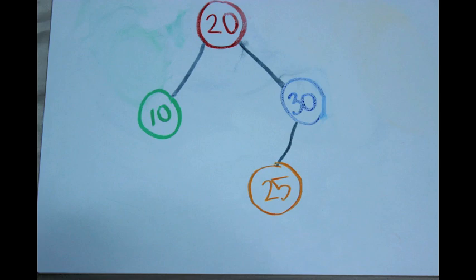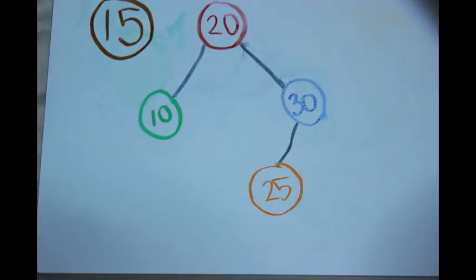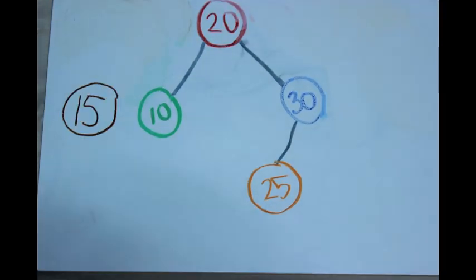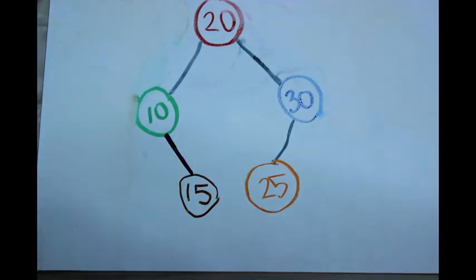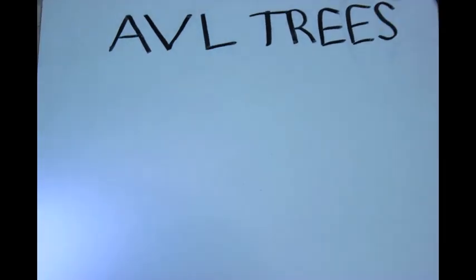Now let's try to insert a node with a value of 15. Again, check the root. Since 15 is less than 20, move down the left subtree. Check again the node. Since 15 is greater than 10, move down the right subtree. Now that we know how insertion works, let's move on to AVL trees.